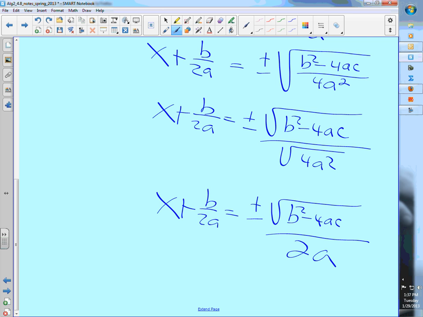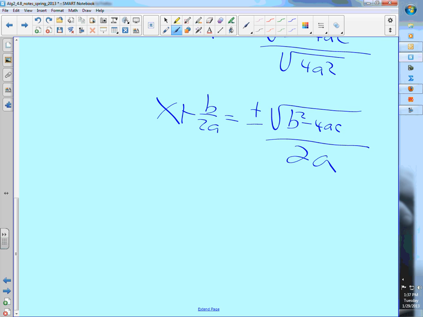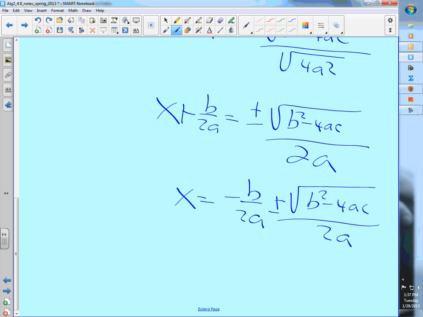How do I solve for x? Subtract 2b over a. No. b over 2a. So we're going to get x equals negative b over 2a plus or minus square root of b squared minus 4ac over 2a.